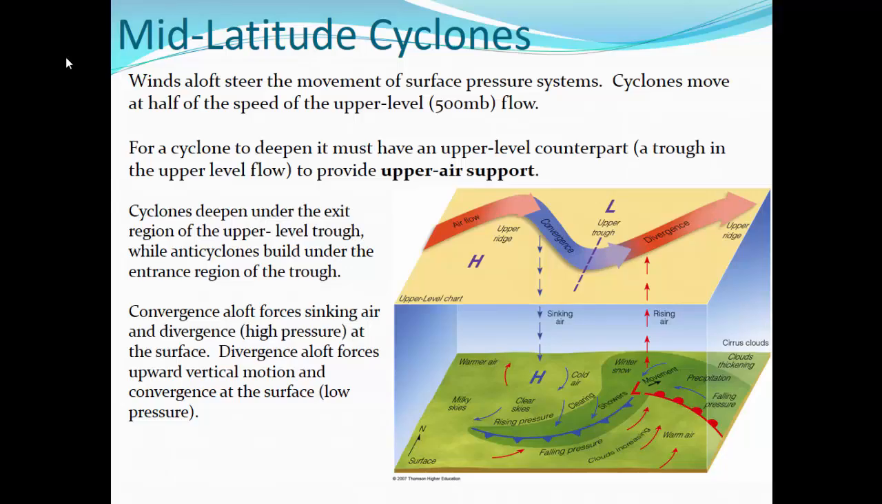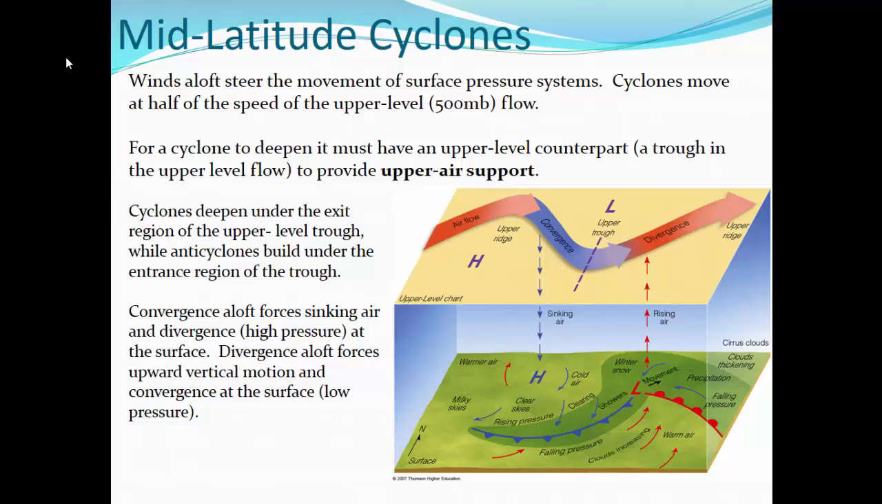And that is the purple low, that upper trough, not directly over the low, but to the north and west of the low. That trough in the upper levels of the atmosphere provides that upper air support. It provides the divergence aloft required for that low at the surface to deepen. Cyclones deepen under the exit region of an upper level trough, while anticyclones build under the entrance region of that trough. Convergence aloft forces sinking air and divergence at the surface, and divergence aloft creates upward motion and convergence at the surface, or low pressure.